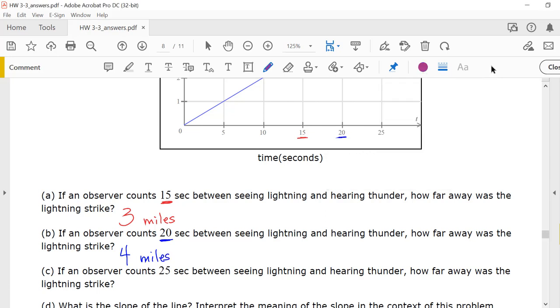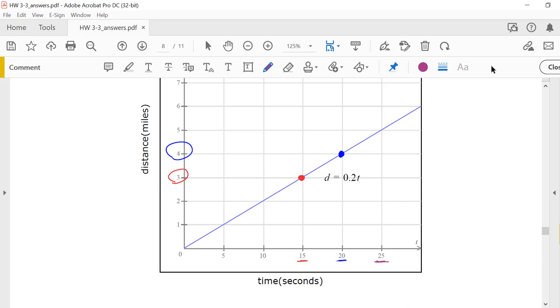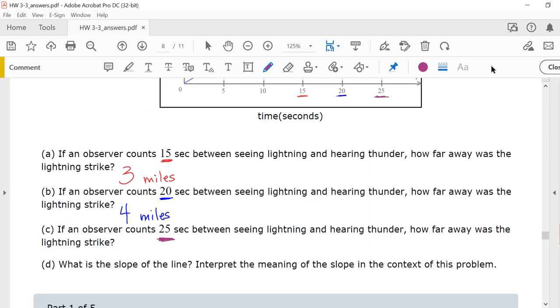Okay, and if an observer counts 25 seconds, how far was the lightning strike? Here's 25. Go up to your function, find your point. Now go over to the y-axis and see that it was 5 miles away. Part D says, what is the slope of the line? Interpret the meaning of the slope in the context of this problem.